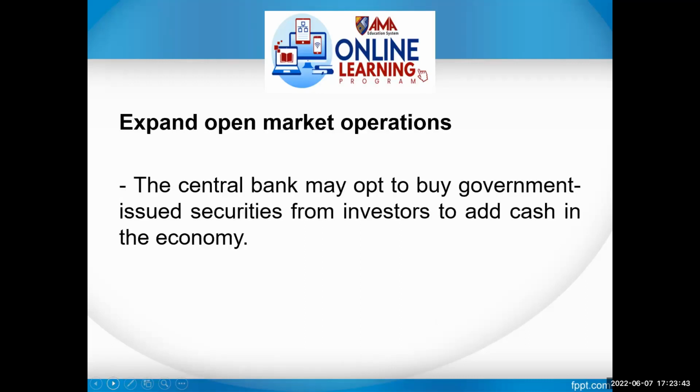Expand open market operations. The central bank may opt to buy government-issued securities from investors to add cash in the economy. So the contractionary monetary policy is more of selling government securities. Now, the expansionary policy is more of buying back those government securities so that more cash will flow in the nation, in the economy.